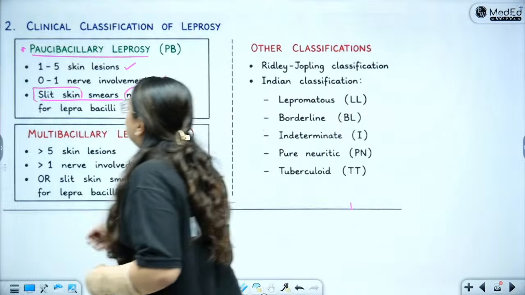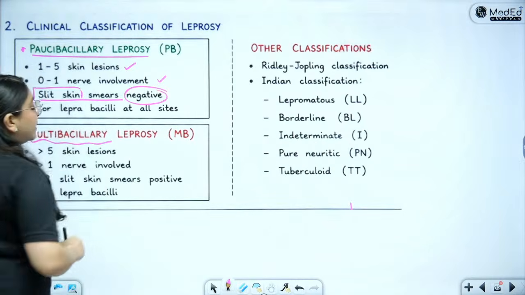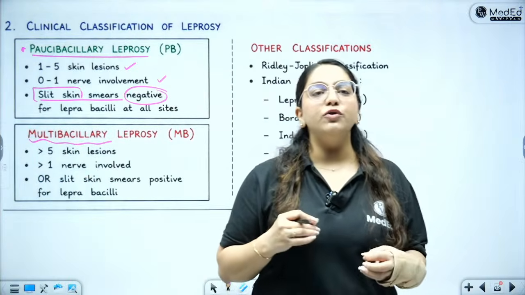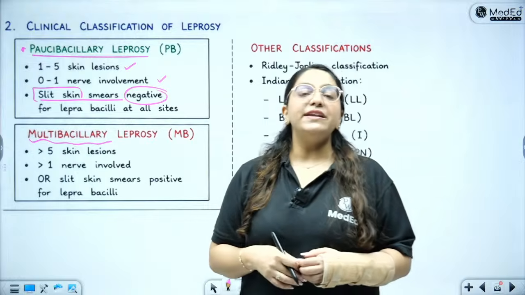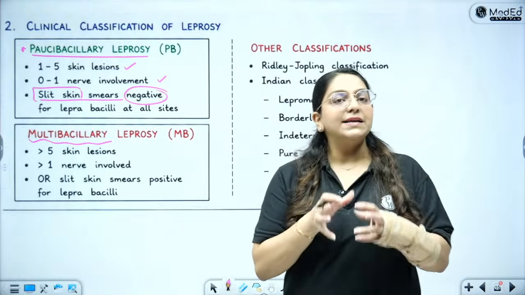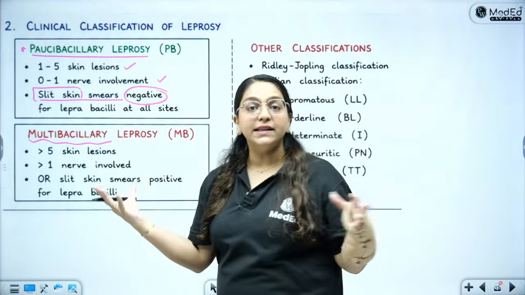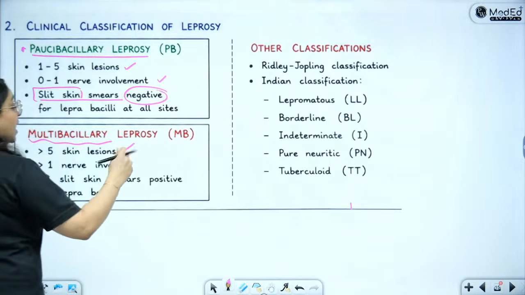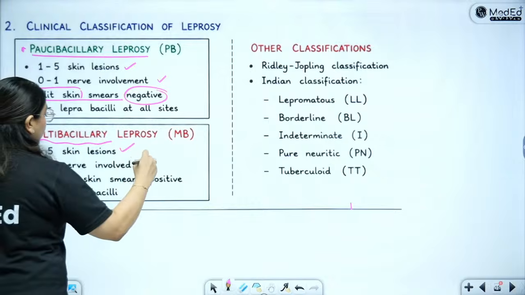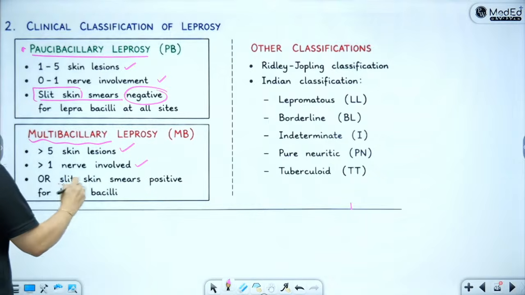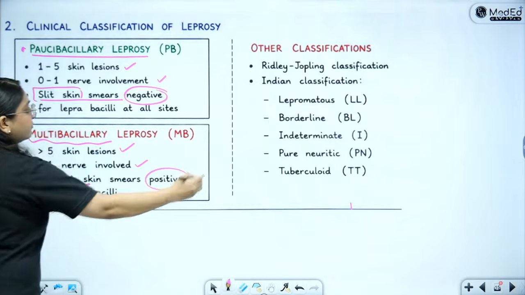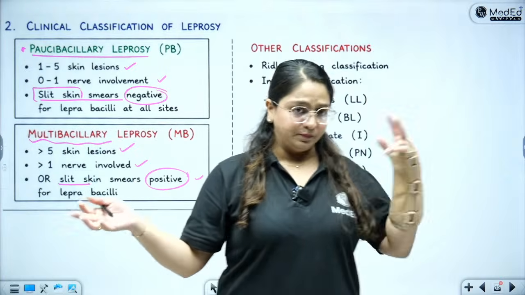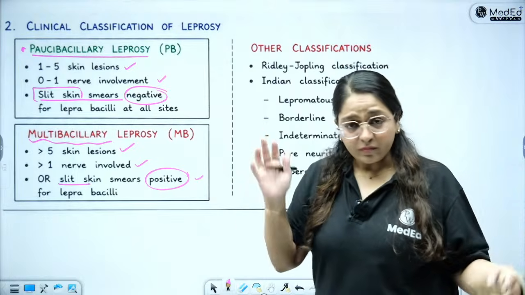What about multibacillary leprosy? Over here, of course, there are multiple bacteria. So of course, the cell mediated immunity of the person is weak. The immunity is not able to control the bacteria. So bacteria is proliferating like anything. So it is leading to lots of skin lesions. So there are more than 5 skin lesions. Lot many nerves are involved, more than 1 nerve involved, and also slit skin smear is going to be positive for these people. So the 2 ways to classify is paucibacillary and multibacillary.